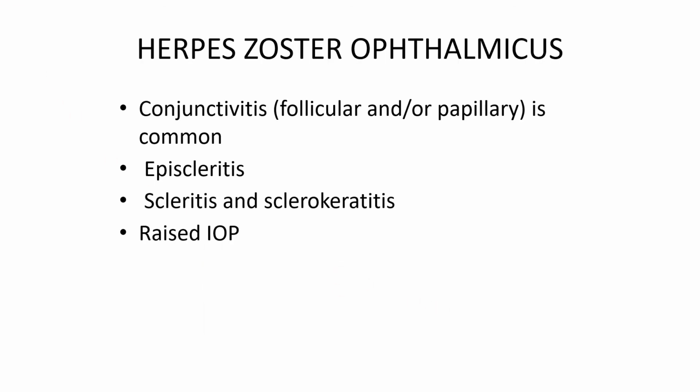Other signs of herpes zoster ophthalmicus are conjunctivitis, which may be follicular or papillary. There may be episcleritis, scleritis, and sclerokeratitis. There may be secondary rise in intraocular pressure.